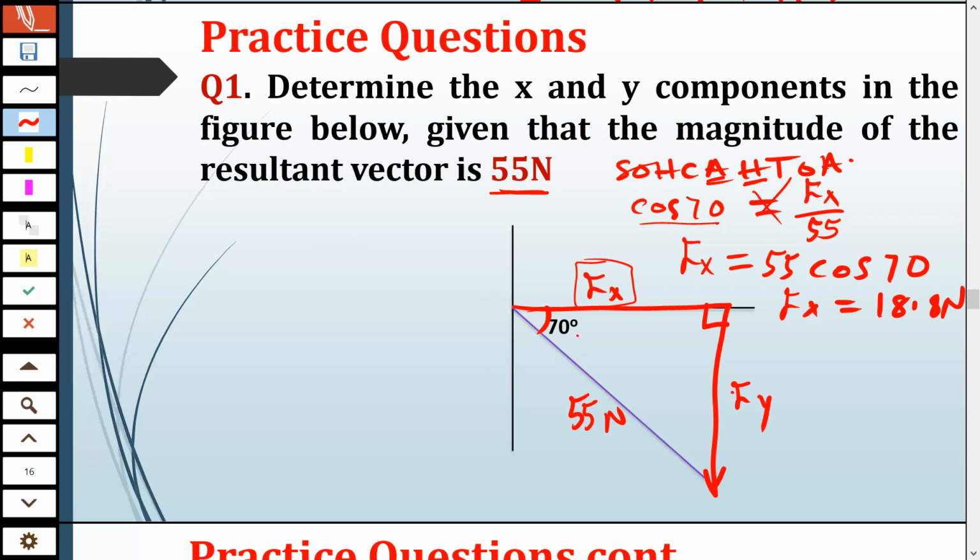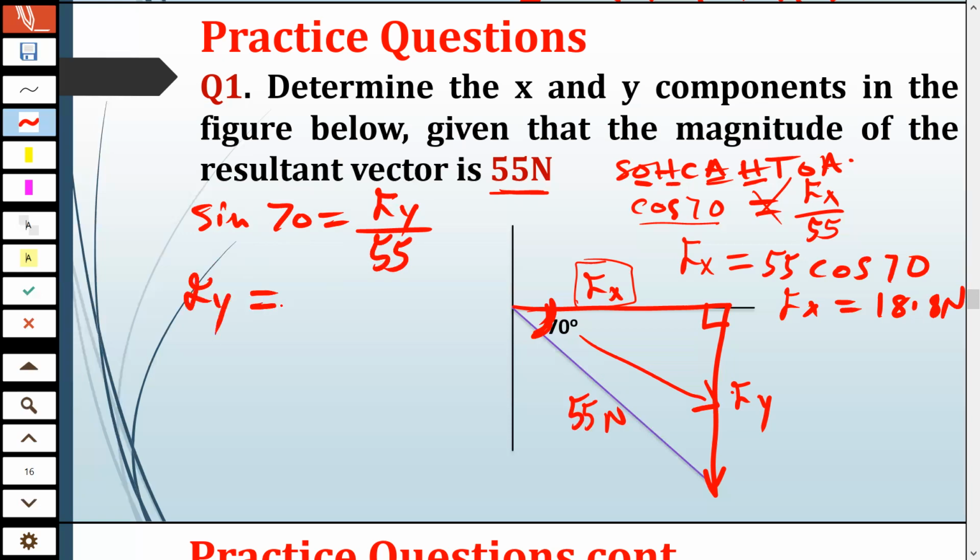So the force in the y is opposite to this angle, this side. So what this means is that the one that deals with opposite and hypotenuse is sine. So we're going to say sine 70 is equal to the opposite, which is the force in the y, over the hypotenuse, which is 55. It has been given to be 55.